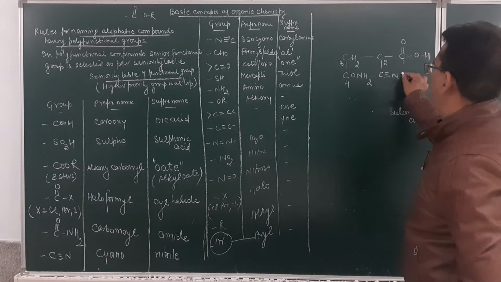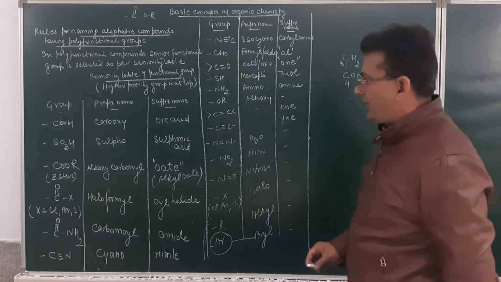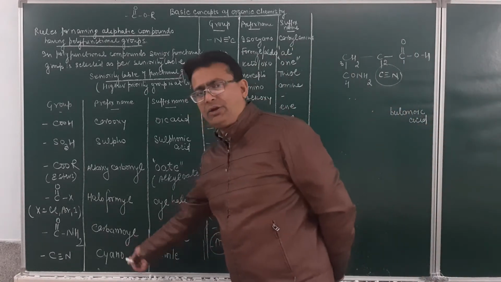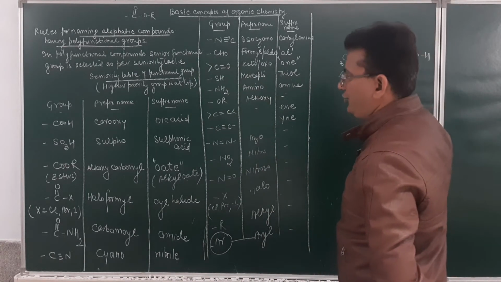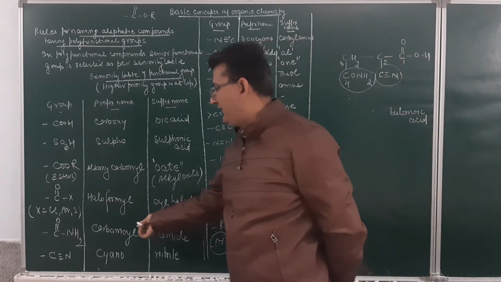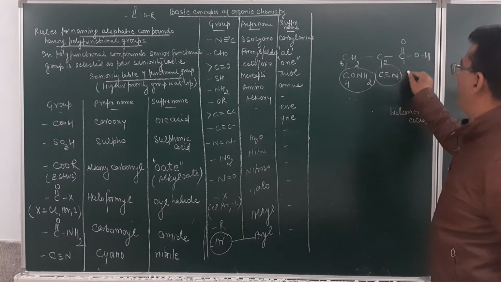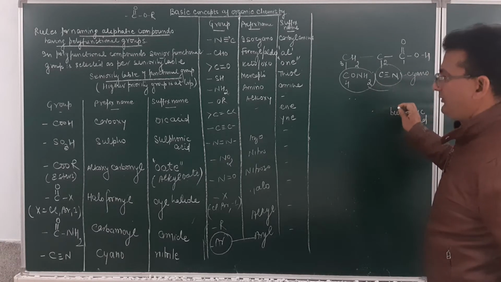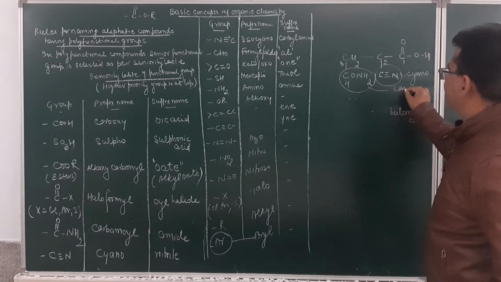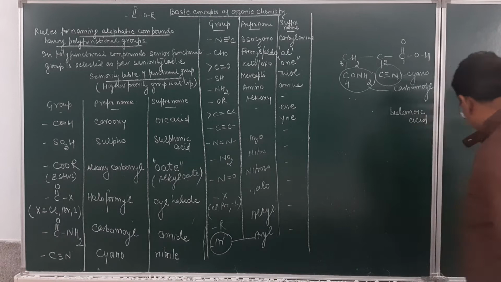At number 2, what is present? C triple bond N. What is the prefix for C triple bond N? Cyano. At number 4, what is present? This is CONH2. What is the prefix for this? This is carbamoyl. Now see, this is cyano. What is the name of this one? Cyano. What is the name of this one? This is carbamoyl. Here both are starting with the letter C.